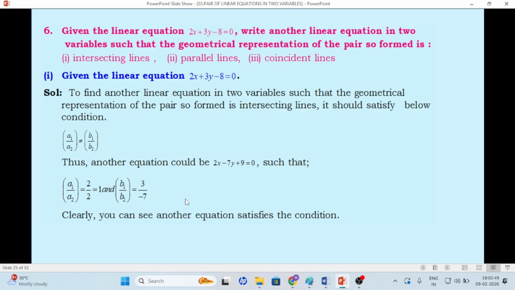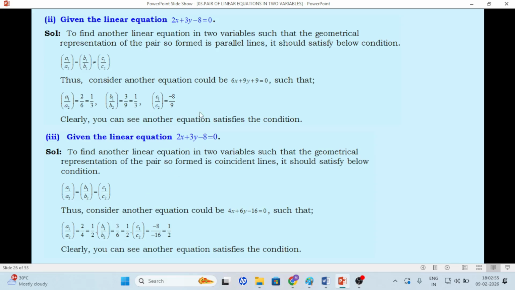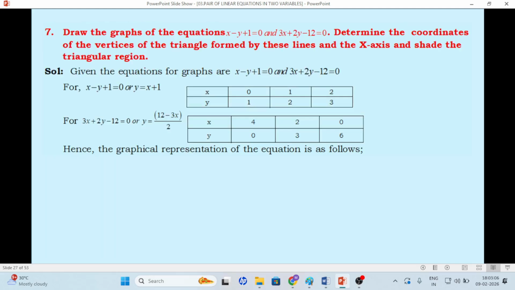Otherwise, we can remember it like a mnemonic. If you change the sign of the y term, we can create intersecting lines. If you change only the constant, you can create parallel lines. If you multiply each and every term by the same number, you can create coincident lines. In that way also we can.